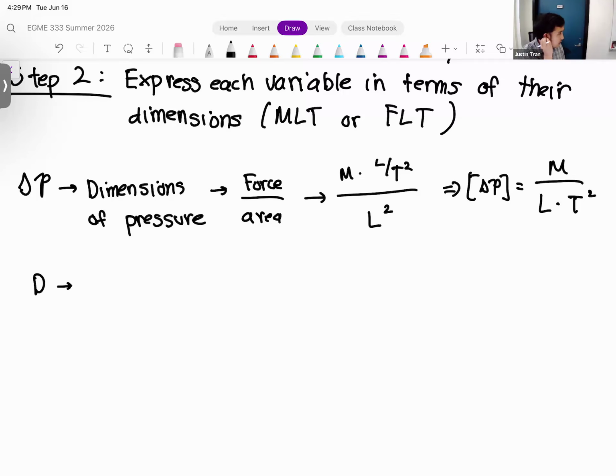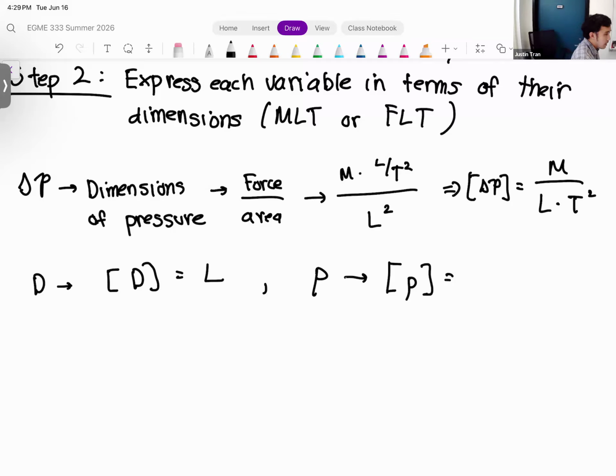All right. The next variable that we have here is the diameter. Diameter is very simple. A diameter is just a length. Not much to do there, so that's pretty nice. Next, we have the density. Density, remember, is a mass per volume, and volume has dimensions length cubed, so this is going to be M divided by L cubed.